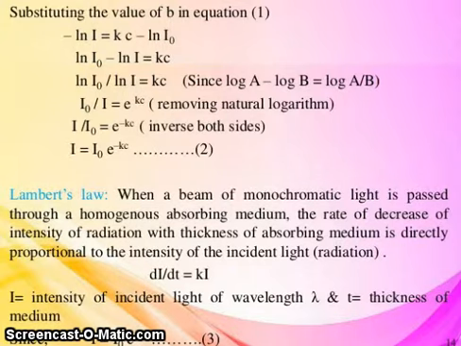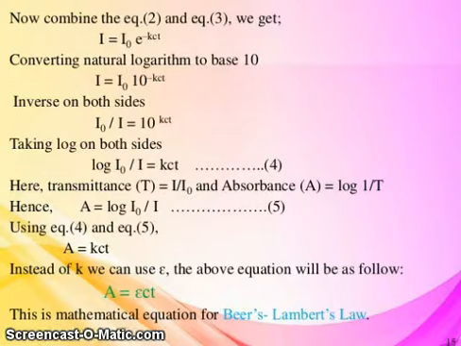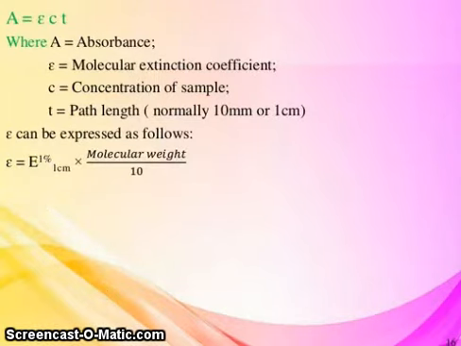So, Lambert's law: when a beam of monochromatic light is passed through a homogeneous absorbing medium, the rate of decrease of intensity with thickness of the absorbing medium is directly proportional to the intensity of incident light. You can see the derived formula. Now, after combining the two equations, you will get A is equal to epsilon c t. Here A is absorbance, epsilon is the molar extinction coefficient, c is the concentration of the sample, and t is the path length in centimeter, normally 10 mm or 1 centimeter.